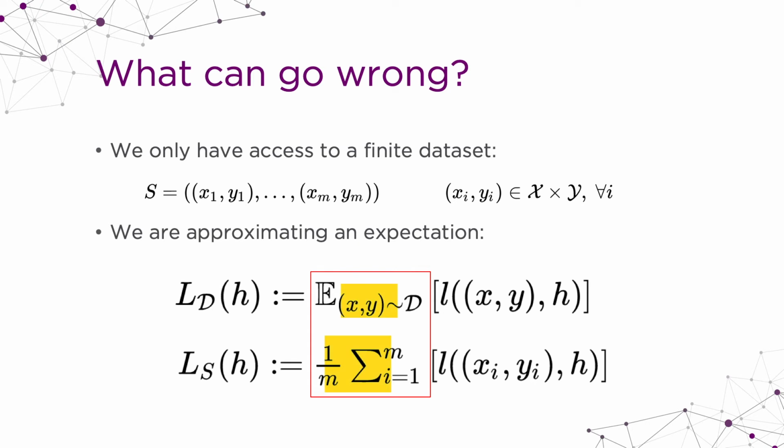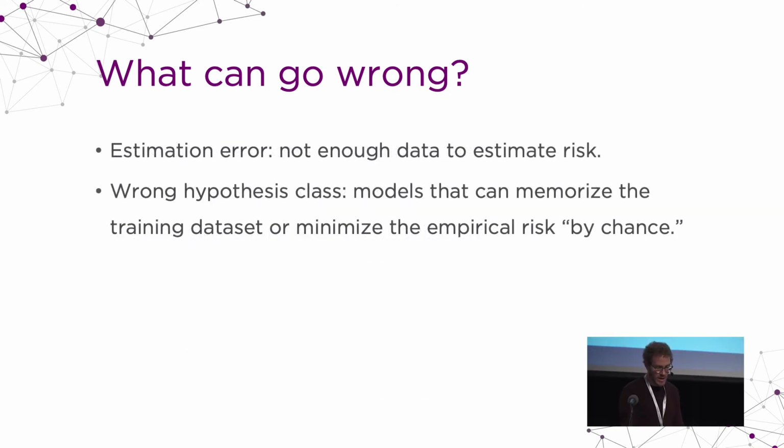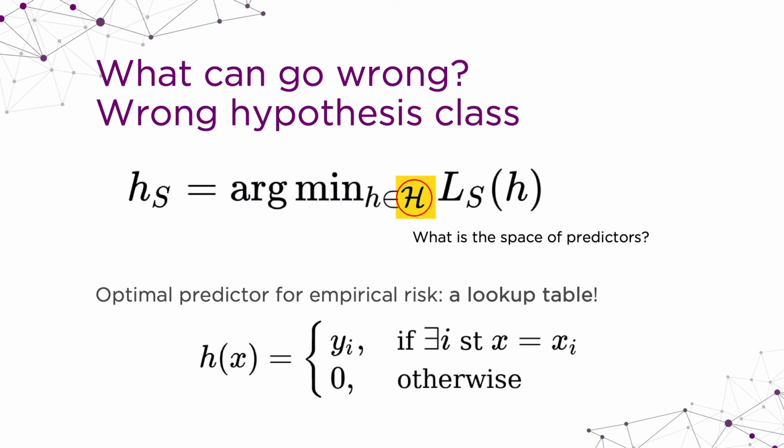But there is also another kind of problem that can happen, which is that I can choose a wrong hypothesis class. My learning algorithm will look at all possible models in this H, and if I'm using a bad model in this H, it can find models that minimize the empirical risk very, very easily, like with the lookup table, but these models will not generalize. And it is very important to specify the hypothesis class well.